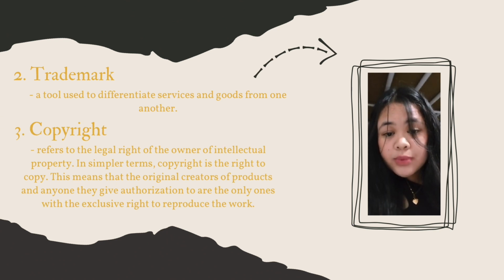So there are two types of copyright. The first one is the economic rights. It enables a creator to receive profit gains should his works be distributed by third parties. And the last one is moral rights. It protects the connection between the creator and his works.